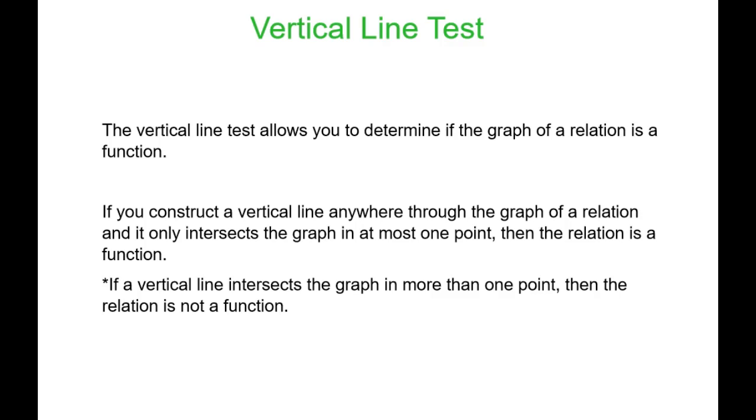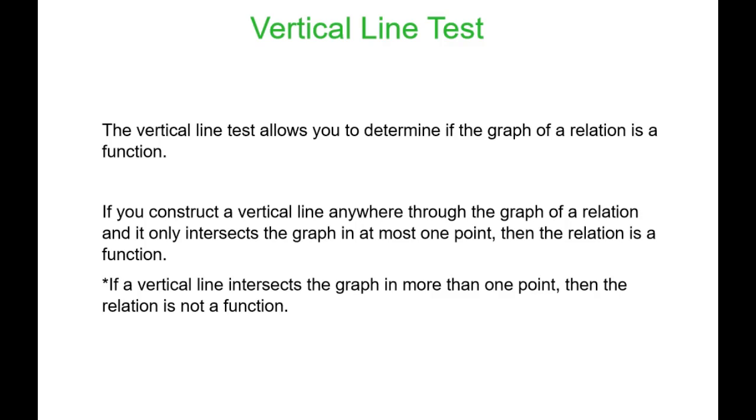So far, we've looked at ordered pairs or tables of values to determine whether the given relation is a function. To end the lesson, we're going to talk about how to look at the graphs of a relation and determine whether or not that relation is a function. And what we're going to use is the vertical line test. That's going to allow us to determine if the graph of a relation is a function.